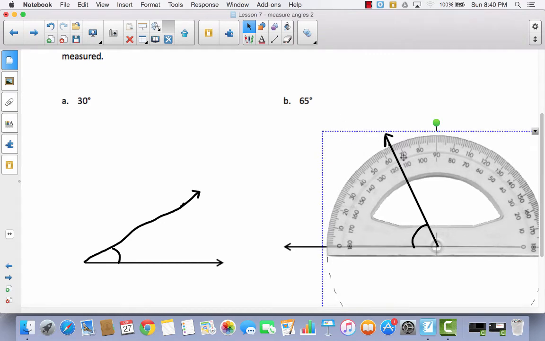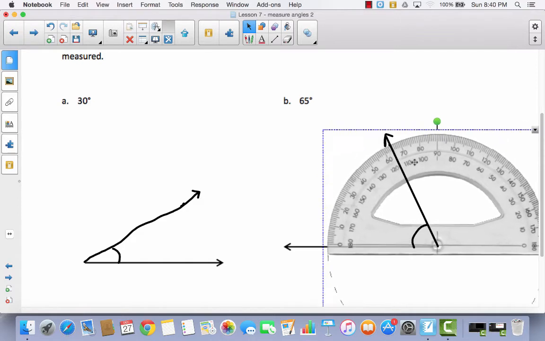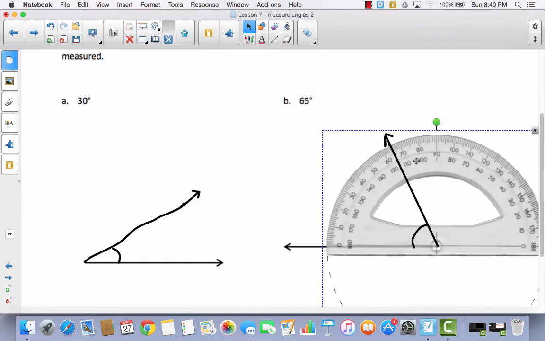Pretty close, pretty close. It looks like it's closer. Well, it looks about right. Kind of hard to see if it's 65 or 66, but it's pretty close. Okay? All right, let's go to the next one.